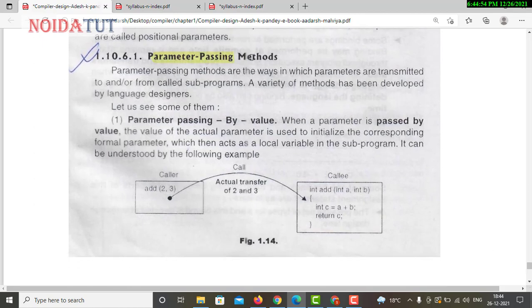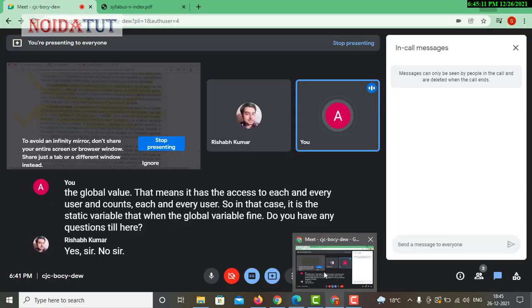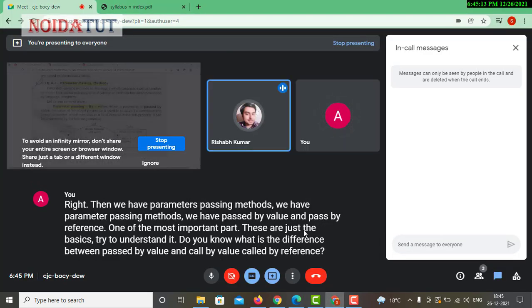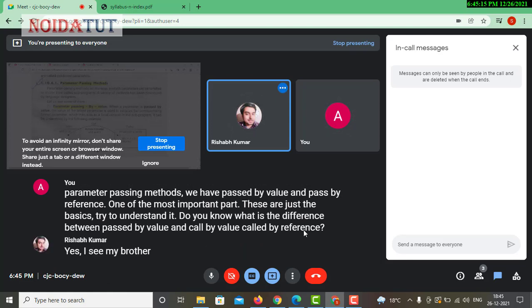Then we have parameter passing methods. We have pass by value and pass by reference. One of the most important parts. These are just the basics. Try to understand it. Do you know the difference between call by value and call by reference?